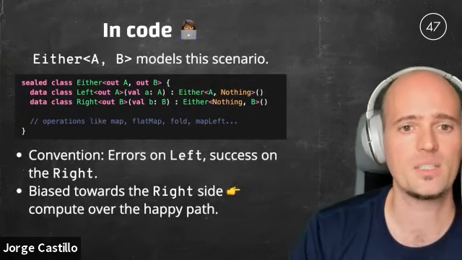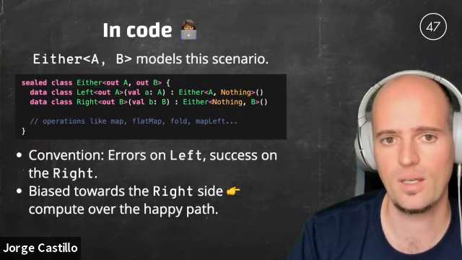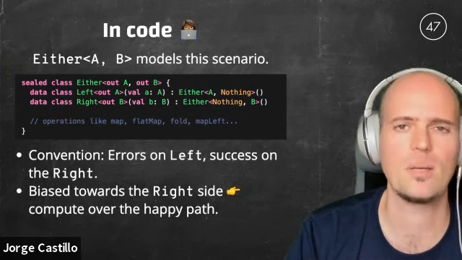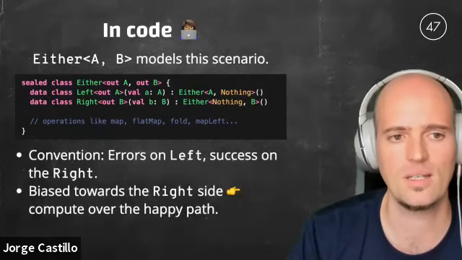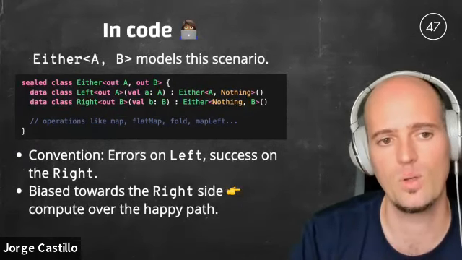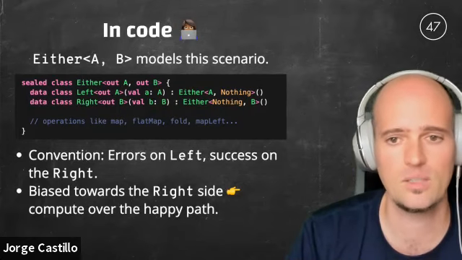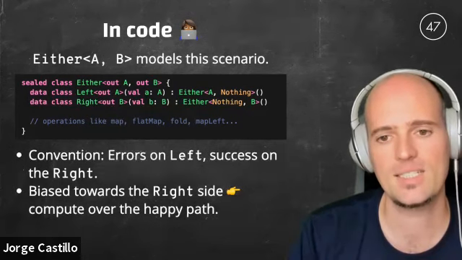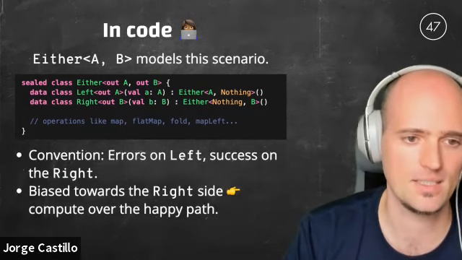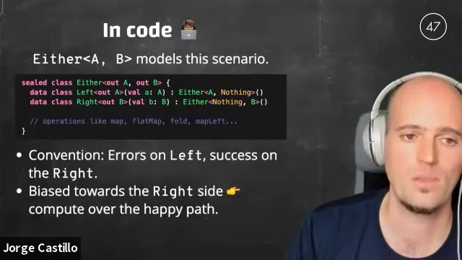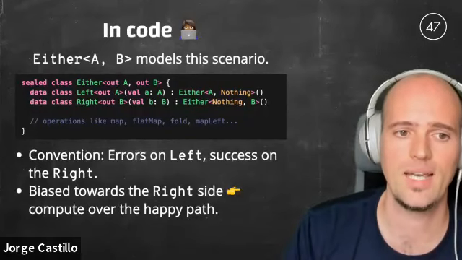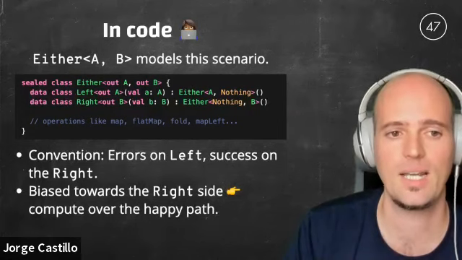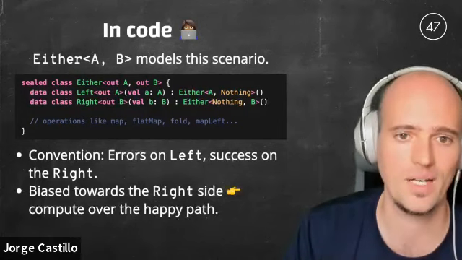Right, so Either is basically a sealed class with two possible implementations, Left or Right, and then it has some operators like map, flatMap, and so on. You can imagine how it will look, more or less. But the idea is that we are going to put our errors on the left side by convention, and the success values on the right side. This is by convention, and this is also because Either is what we say biased towards the right side. The right side is like the happy side of Either, the happy path.